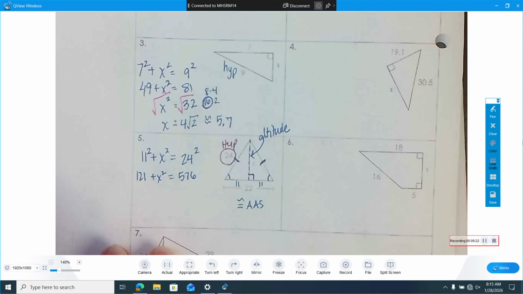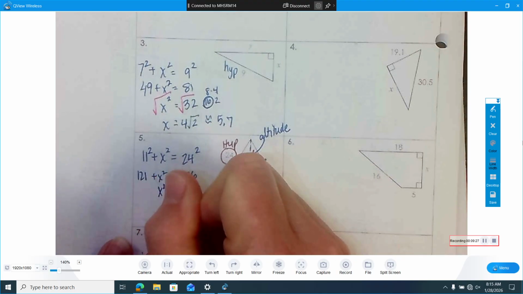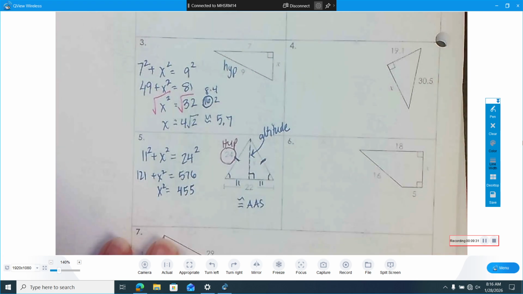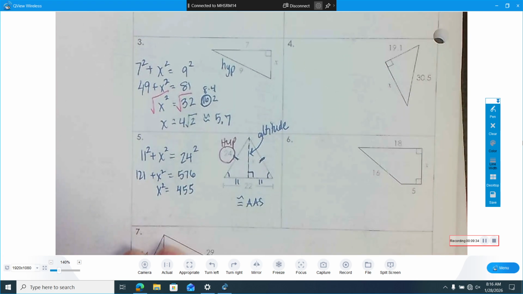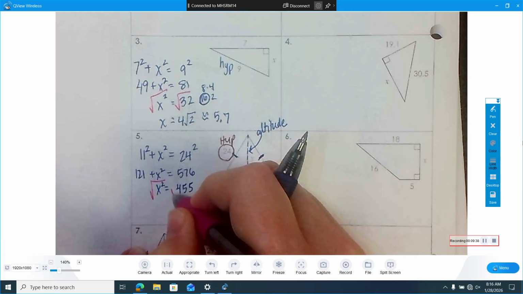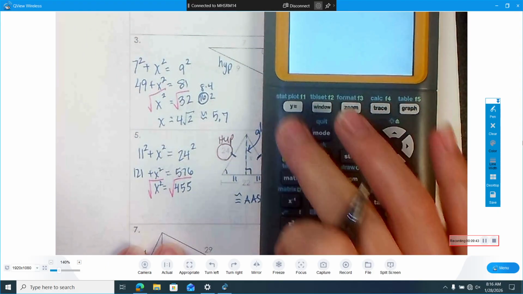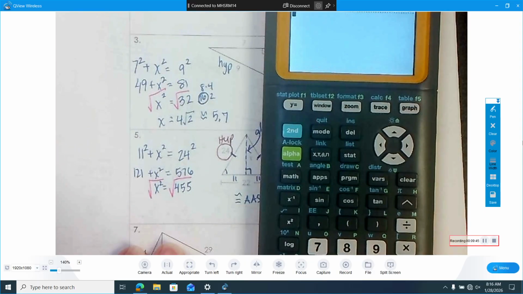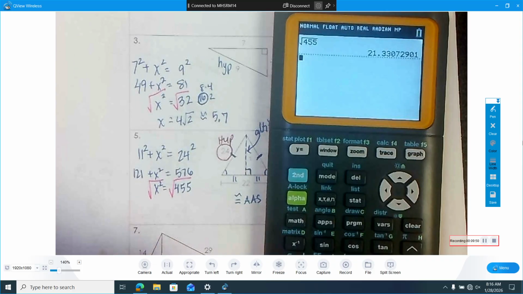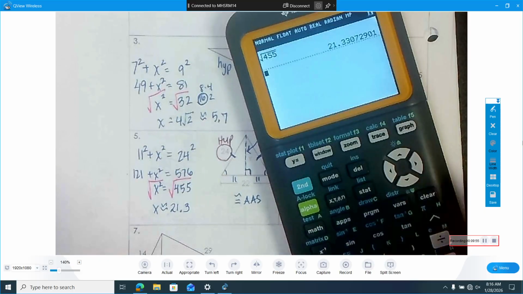Then we need to do what? Subtract the 121. So x squared equals 455, and then we're going to square root both sides on your calculator. Let me know if you need any help. How do you do that? So we get 21 point, yeah, 21.3-ish.